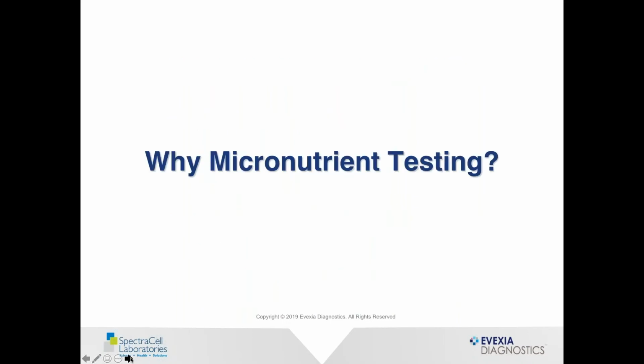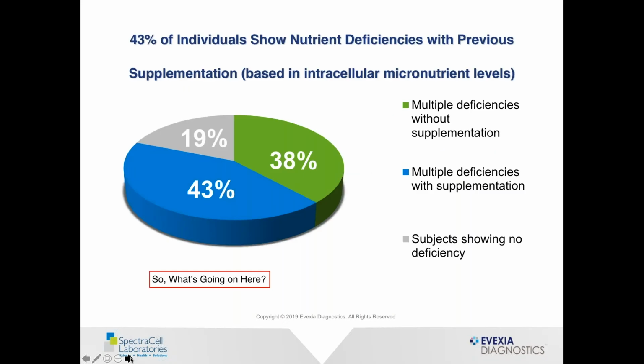So first objective, why micronutrient tests? Let's explore that. First, you see a pie graph here, and you see 19%, 38%, and then 43%. So what does that mean on the pie graph? First of all, 19% are subjects that were looked at for intracellular micronutrient levels. These subjects showed no deficiencies when they were looking at the intracellular levels of the micronutrients. Next, if you look at the green, the 38%, that was multiple deficiencies without supplementation. Interestingly enough, 43% of individuals that took supplementation had deficiencies based on the intracellular micronutrient levels.